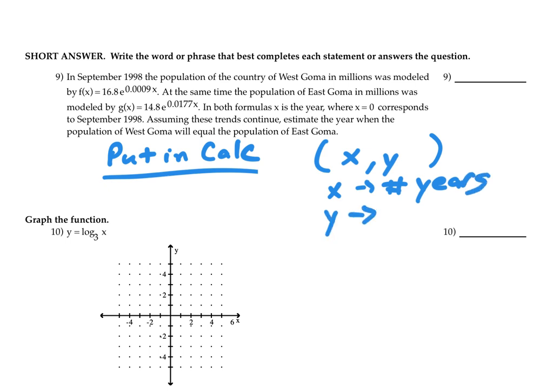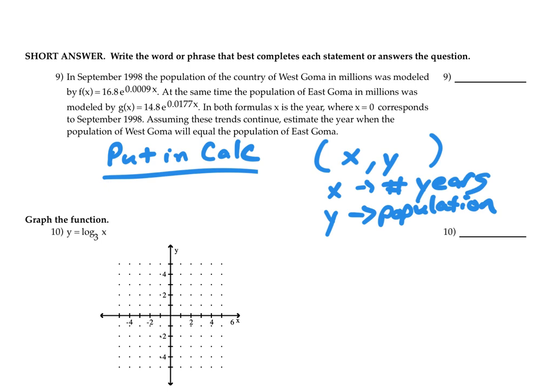Y is the population at that point in time. So be careful with the question that's being asked. In this case, estimate the year. So whatever I get for X, I have to add that back to my original year, which is 1998 when we started. If I said 3 years have passed, then I would add 1998 plus 3, and it would be 2001. They would be the same.